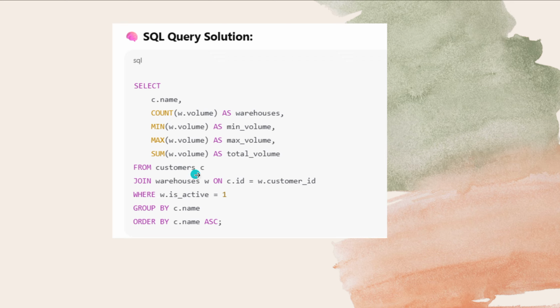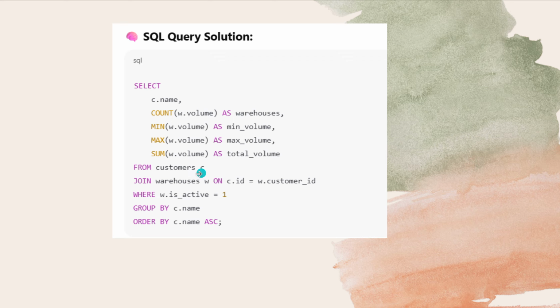So customers C. What do you have to select? You have to select the name from the customers table, C dot name, and count. What do you have to count? You have to count the volume, right? Warehouses, W dot volume as warehouses, and MIN of W dot volume as min volume, and max volume and total volume.